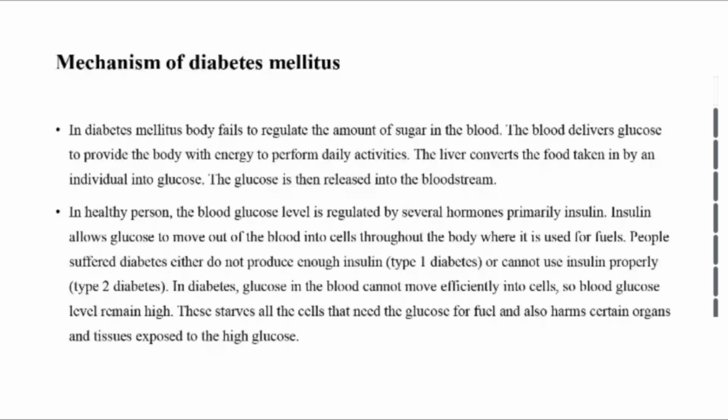So in diabetes, glucose in the blood cannot move efficiently into cells, so the blood glucose level remains high, which we call hyperglycemia. And what happens when the blood glucose remains high? It will cause harm to the organs, cells, and tissues. Now we can proceed and look at what causes this diabetes.